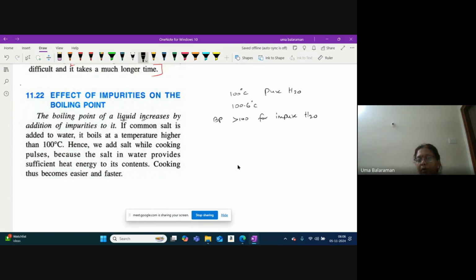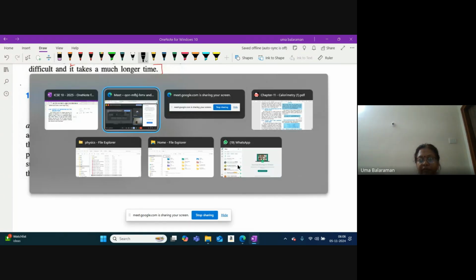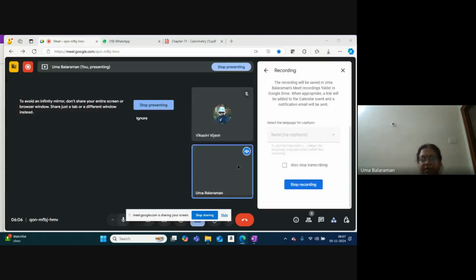So if you have to cook well, you can add salt while cooking pulses. Then the salt in water provides sufficient heat energy to its contents, so for quick cooking. So we add a little bit of oil also. When we cook dal, we add a few drops of oil so that the boiling temperature increases and the pulses are cooked thoroughly and faster. This can be an assertion reason question.